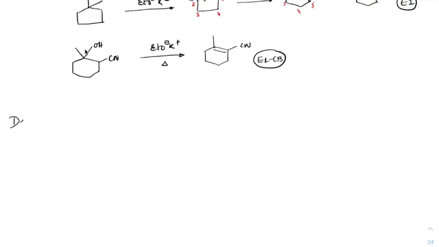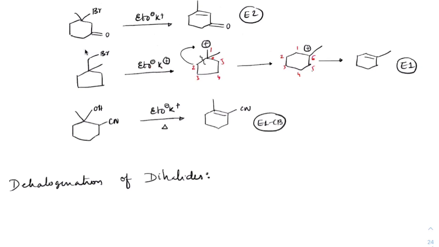Now let's see the next one: dehydrohalogenation. Dehydrohalogenation of... dehalogenation, not dehydrogenation. Dehalogenation of dihalides. Yes, please. Sir, how can we say that OH is a poor leaving group?